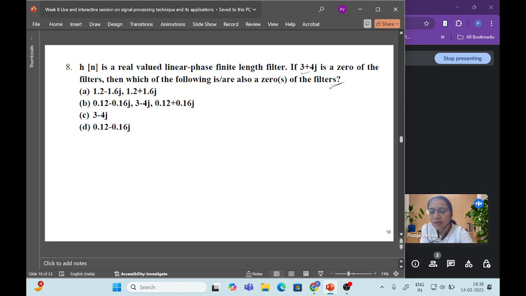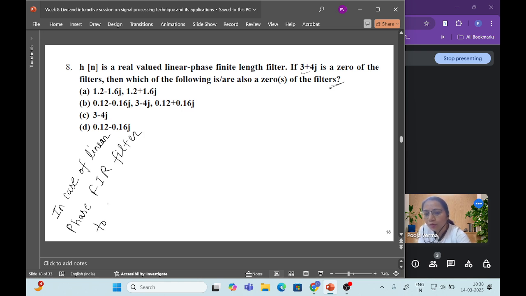So in case of linear phase FIR filter, to have one zero, let's see there is a zero, so I can write it here. In case of linear phase FIR filter, to have a zero, that is Z0. So here Z0 is 3 plus 4j.